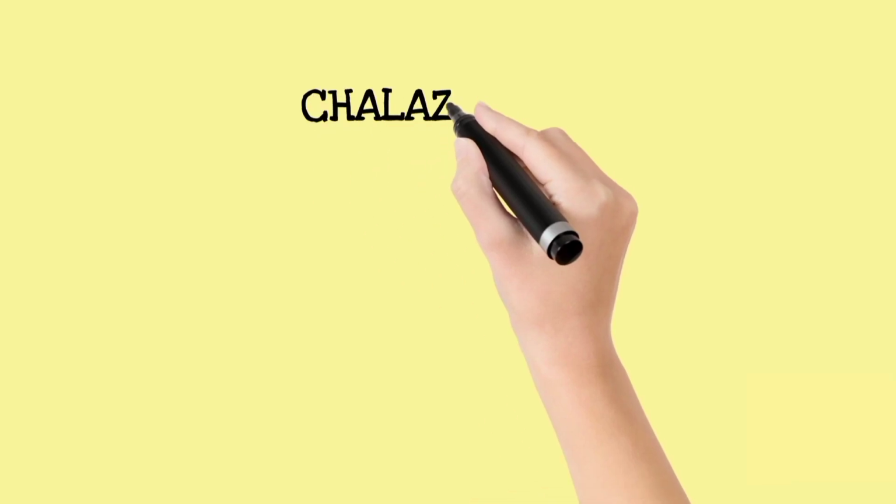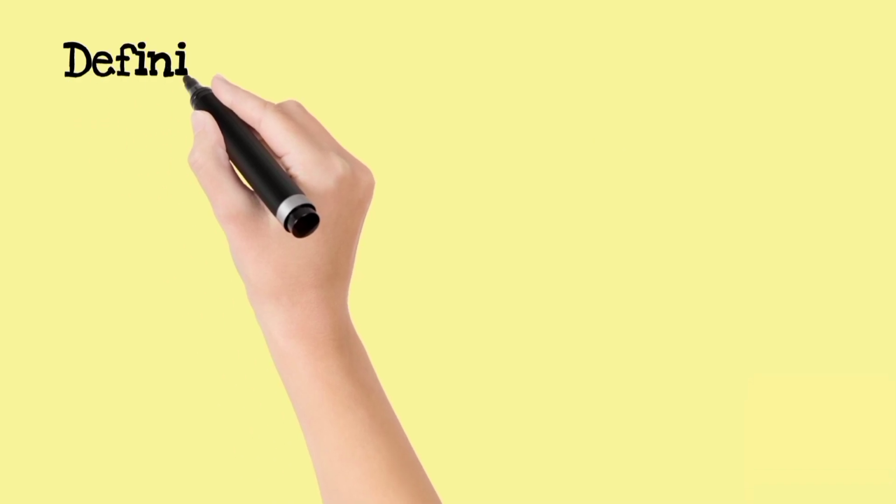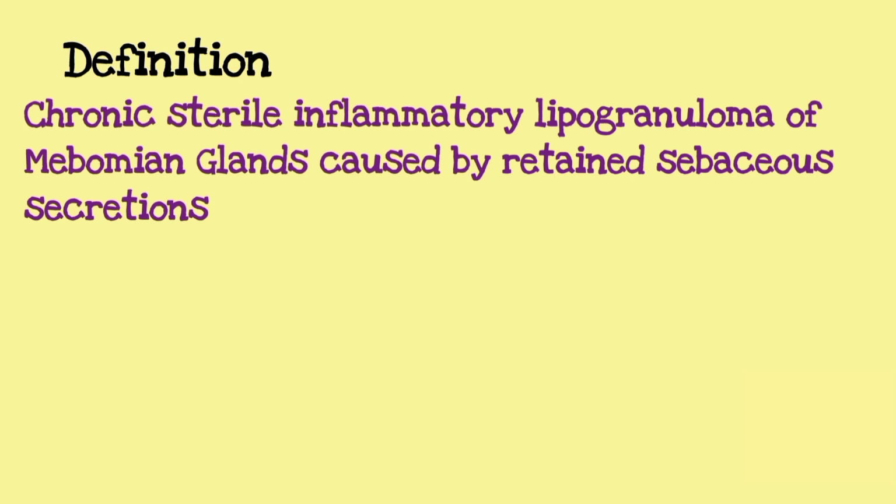So our today's topic is Chalazion. Watch my video till the end so that you can understand. First of all, let's look at its definition. So Chalazion is basically chronic sterile inflammatory lipogranuloma of meibomian glands that is caused by retained sebaceous secretions.